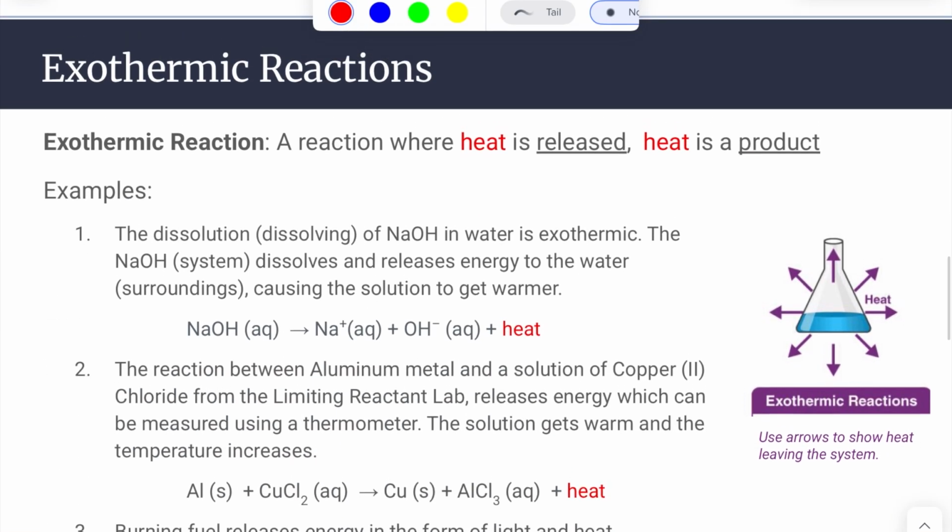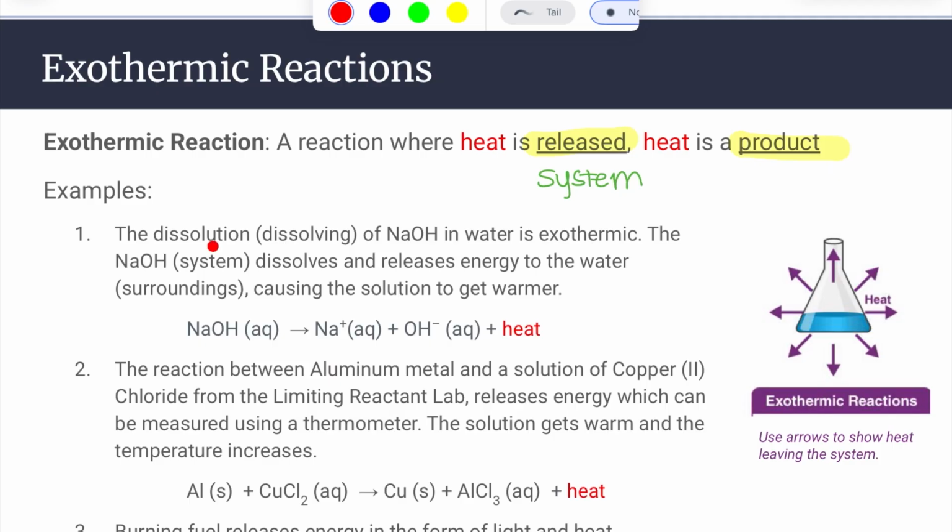So, exothermic reactions, let's define what those are. You've probably heard of them before. An exothermic reaction is a reaction where heat is released. And so that's being released from the system, and it would go into the environment. That means that heat is a product in that type of reaction.